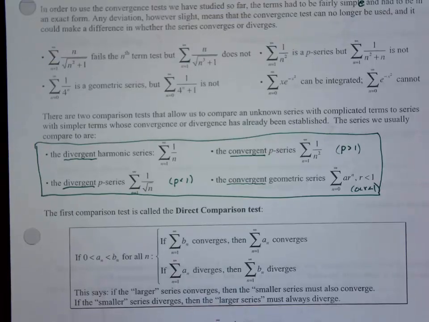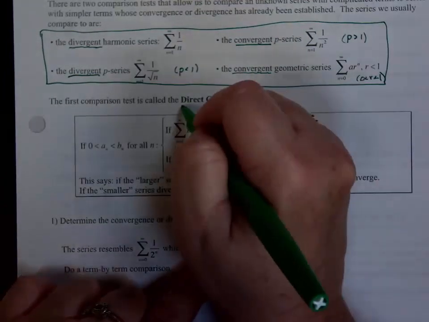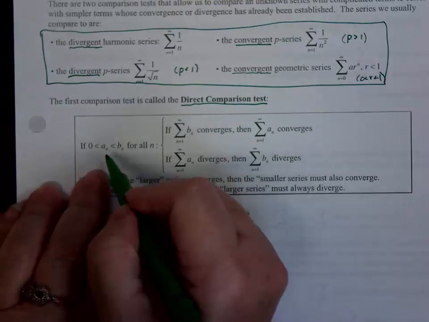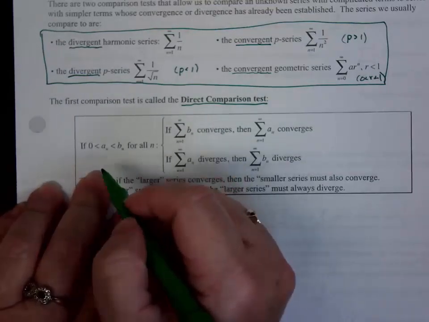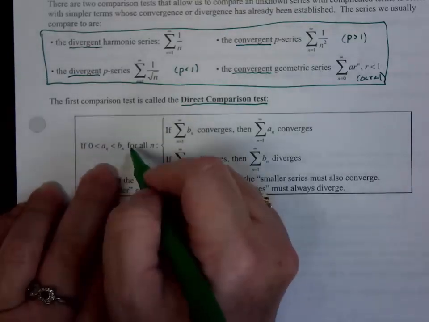Okay? So the first test we're going to learn is what's called the direct comparison test. We're going to directly compare our problem to something that we know. Okay? Now, this one makes more sense if you draw it out. So we have 2 series, A and B, and it doesn't matter which one is the one we know and which one is the one we don't know, as long as one is always less than the other.